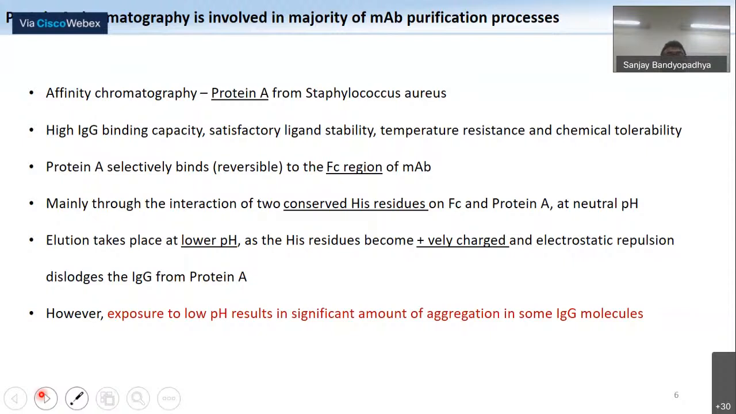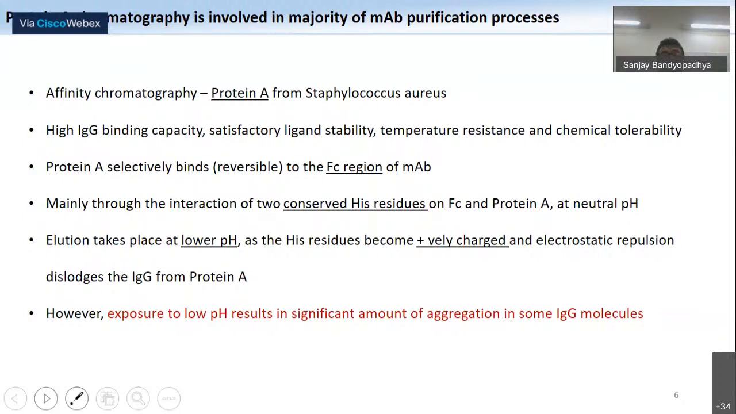Okay, so protein A, I already mentioned, it is a protein from Staphylococcus. It is being liganded on a solid support called agarose, and it binds to the Fc region. So what is the mechanism of binding of IgG and protein A? Both the molecules have some conserved histidine residues, and at neutrality, they actually stack against each other. And this binding is reversible, not a very strong binding. Otherwise, you cannot dislodge them during elution.